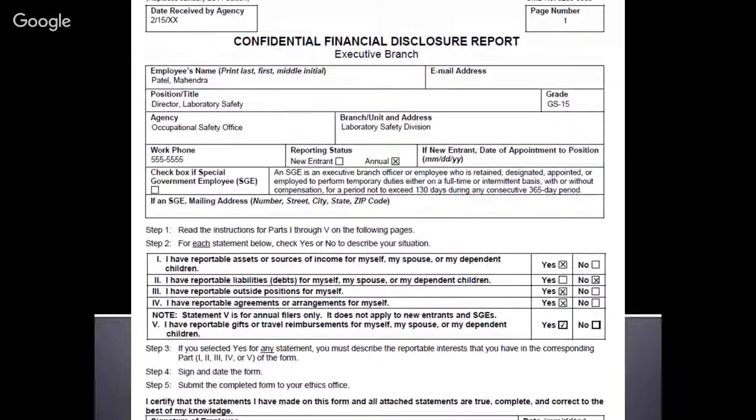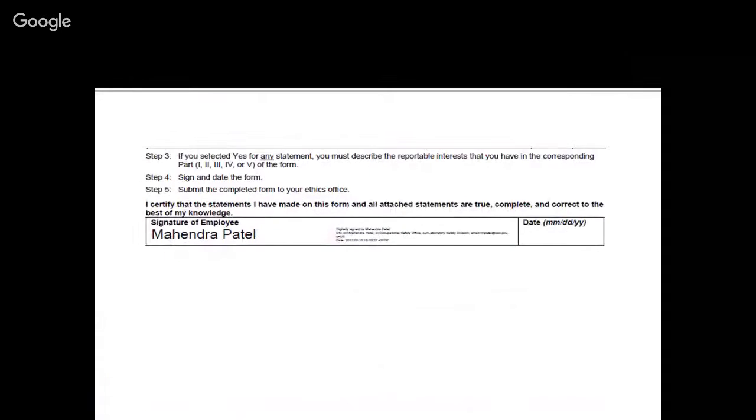Okay, so now let's jump into the confidential financial disclosure form. On the front cover, you get a quick and dirty look at this. You see she's the director of laboratory safety, and we see that she does have assets and income on part 1. The only thing she doesn't have are reportable liabilities, but we should definitely be seeing some assets or things listed on all the other parts. And she has signed the form, so that's good. Those are the first things you want to do as a quick and dirty check to make sure that you've got it complete.